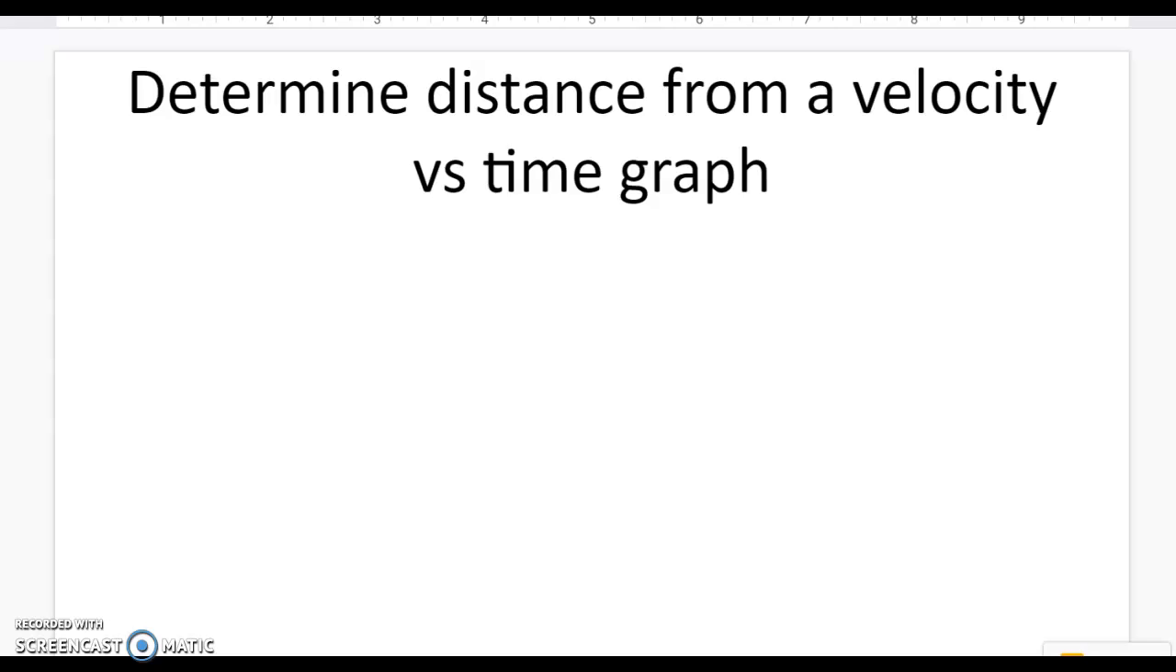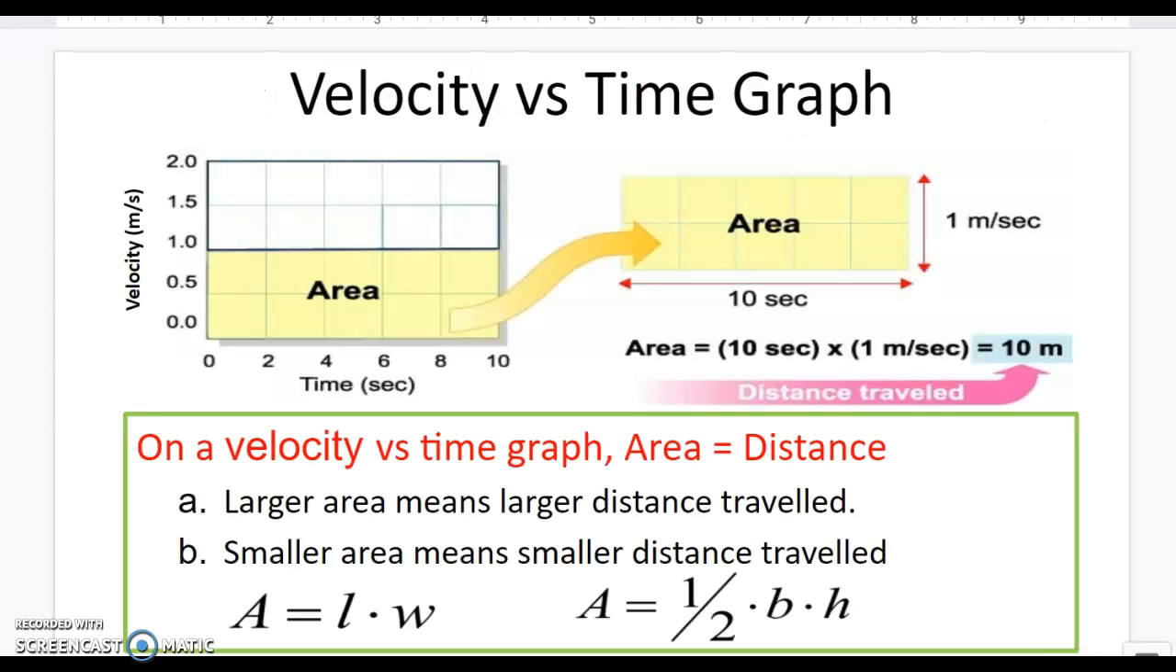All right, let's take a look at determining the distance from a velocity versus time graph or speed versus time graph. Velocity, speed, remember the same thing. But when we look at a velocity versus time graph, again, we can figure out velocities at different times. So like we could tell at 4 seconds that this was moving at 1 meter per second. But at 8 seconds, it was also moving at 1 meter per second, the same as 10 seconds.